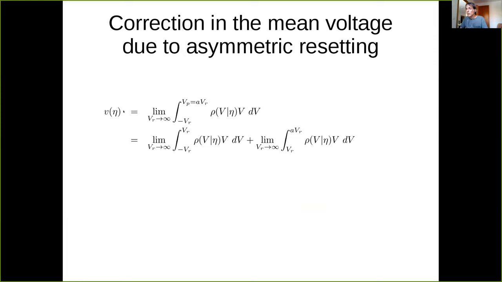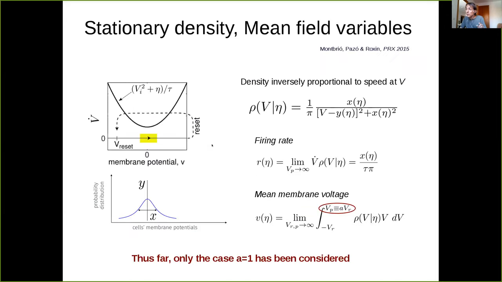So the mean voltage now is, as I said, this integral, but this integral can be written in two parts. It can be separated in two parts, okay? It can be separated in this limit, the limit of this integral. This will give capital Y. So this is the center of this distribution. This gives this number here.